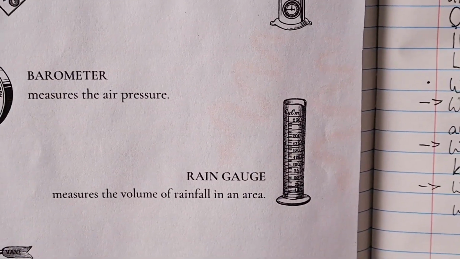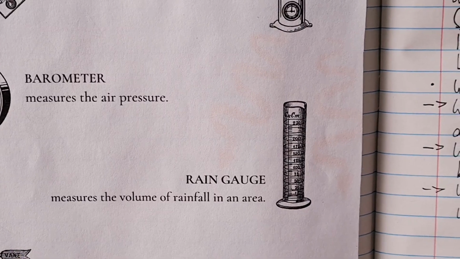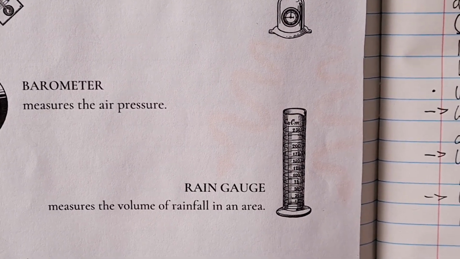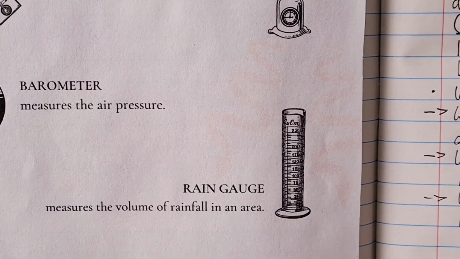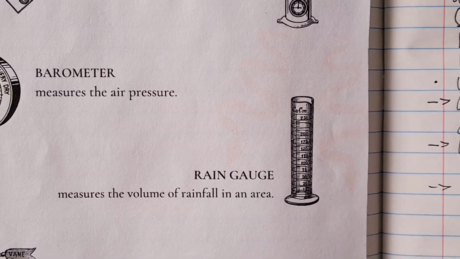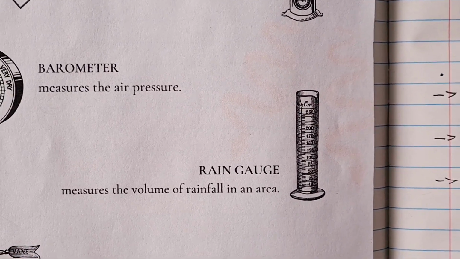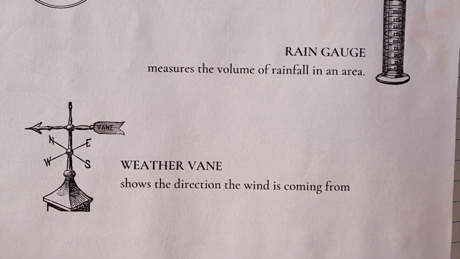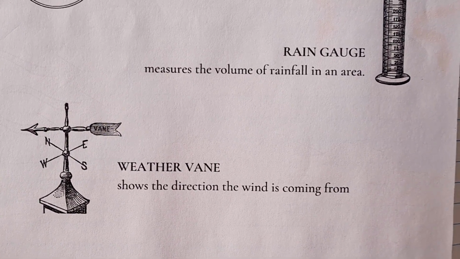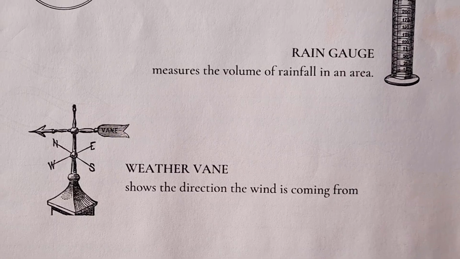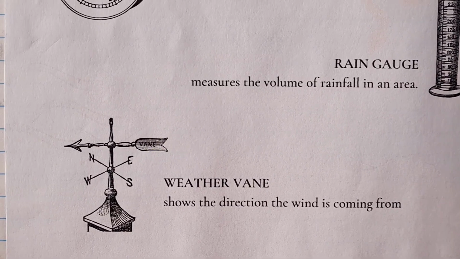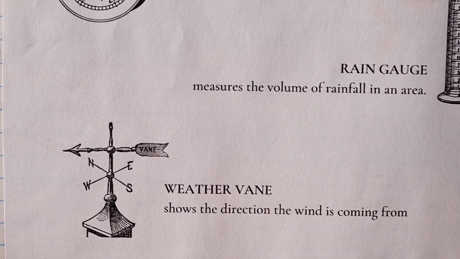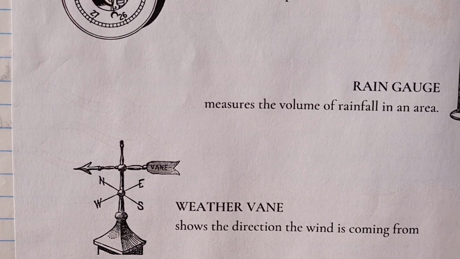The rain gauge measures the volume of rainfall in an area. This is particularly important for farmers. So they need to know how much rain has fallen in order to know how much they need to water their crops. Then we have a weather vane. It shows the direction the wind is coming from. I'm sure you have seen some houses that have this right on the very, very top of a little tower there.